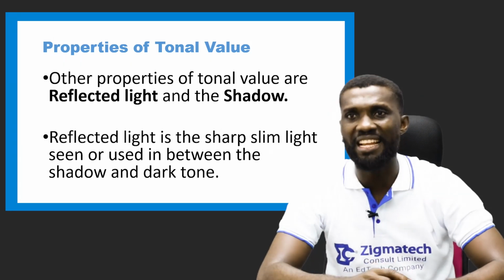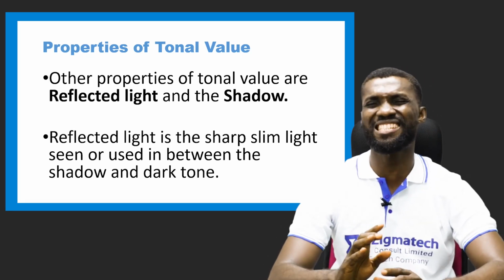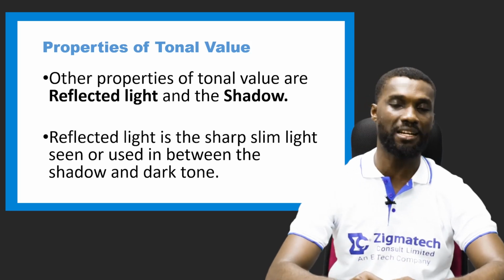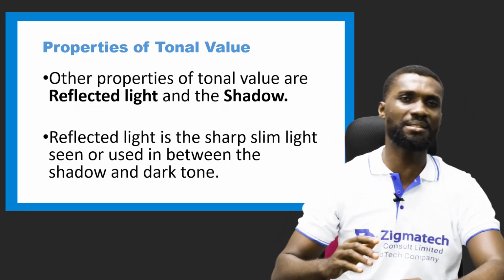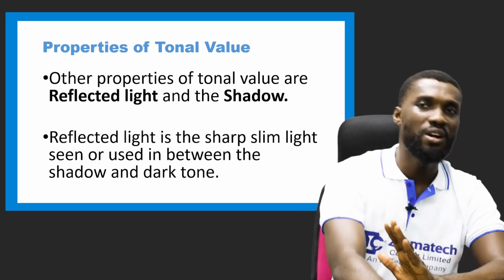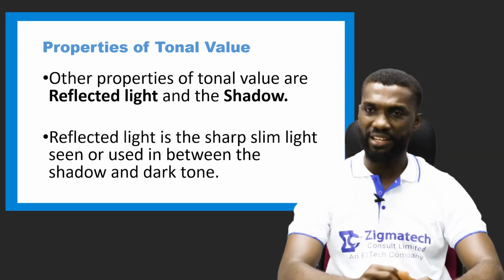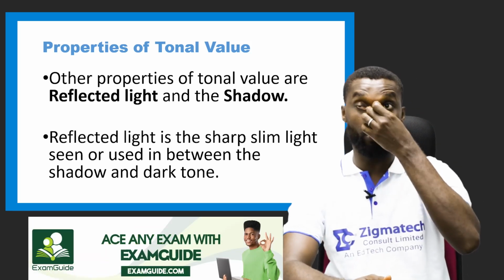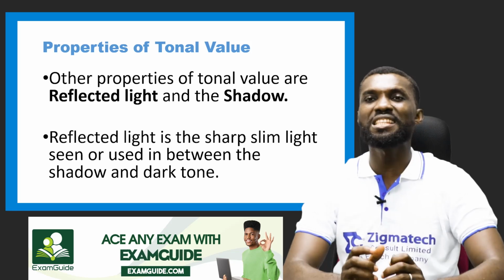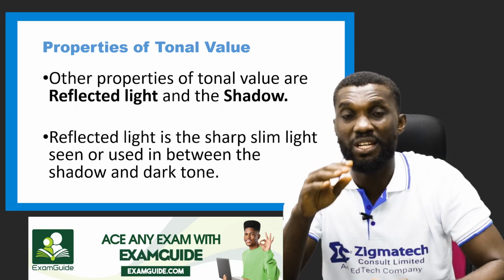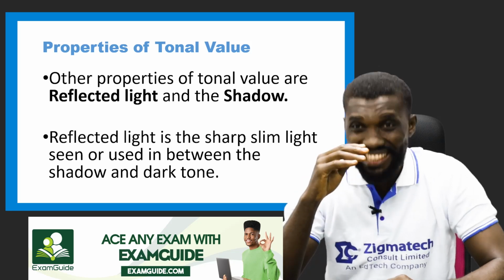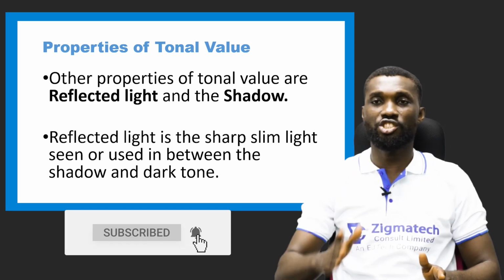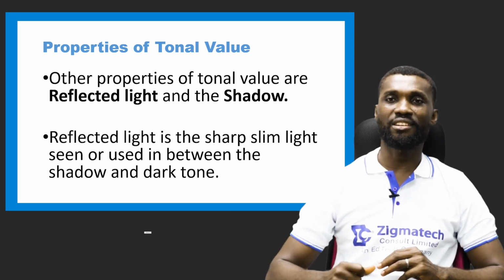Now what is reflected light? Reflected light is the sharp, slim light seen or used in between shadow and dark tone. That sharp, slim light you see in between the shadow and dark tone explains the reflected light. Did you understand that? Whenever you're drawing or shading, just learn to apply that. It is the sharp light in between the dark tone and the shadow. It is known as the reflected light.